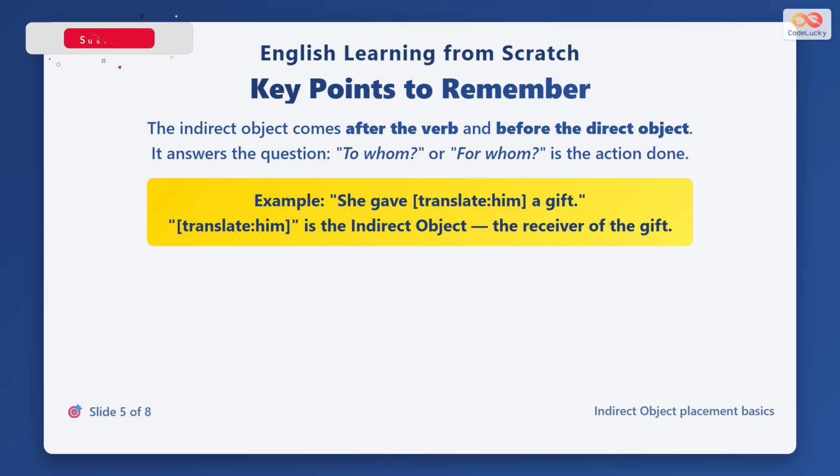The indirect object always comes after the verb and before the direct object. It answers the questions "to whom" or "for whom" the action of the verb is done. For example, in "She gave him a gift," "him" is the indirect object receiving the gift.